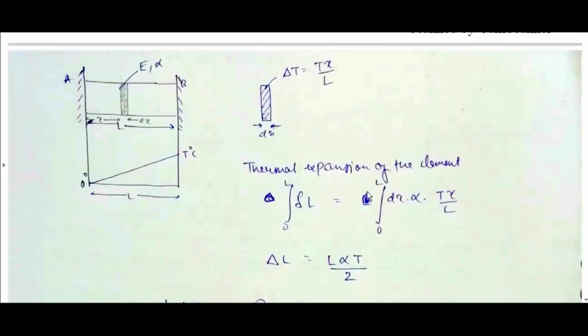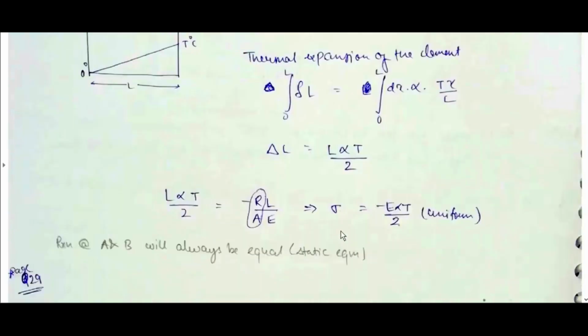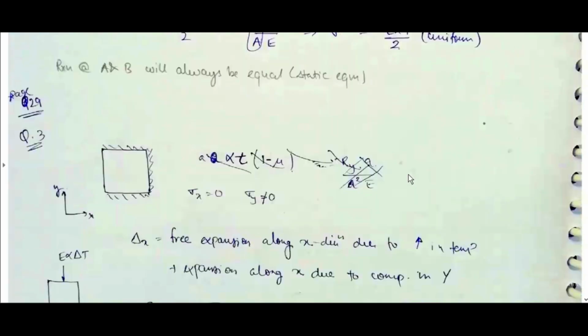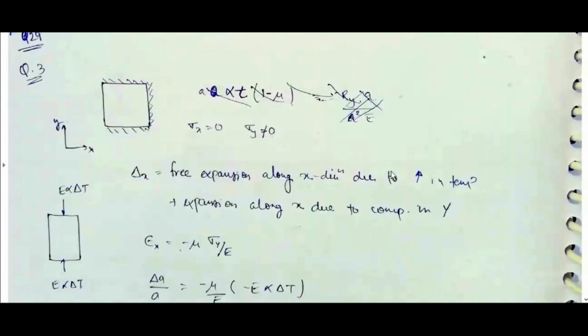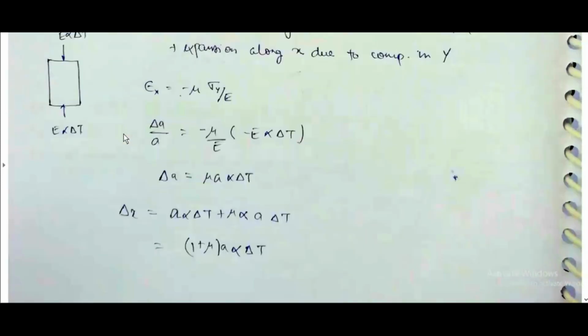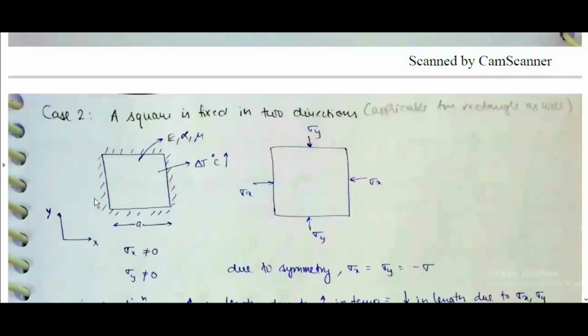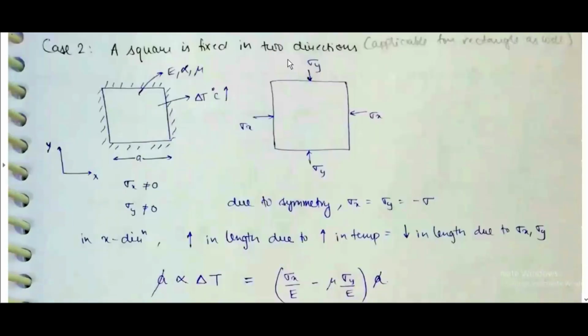We have to consider a dx element, then find delta L, then equate it to minus RL by A. R by A is sigma, you can write R by A as sigma. Then one workbook question, just finding delta A. A square plate is fixed in 2 dimensions, applicable for a rectangle as well.